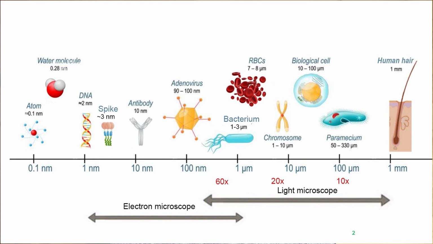Okay, we can see that with a bright field microscope or a light microscope. And you can see on my diagram, I've added 60x, 20x, and 10x. These are the objectives that I can set the microscope to. And so anything smaller, like we can't see viruses, we can't see antibodies, we can't see spike proteins, and we certainly can't see things like DNA or water molecules in a light microscope.